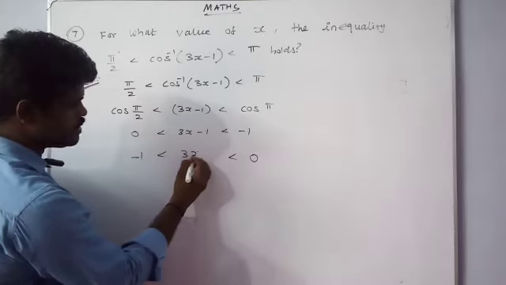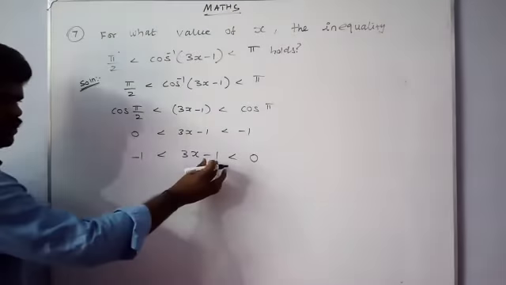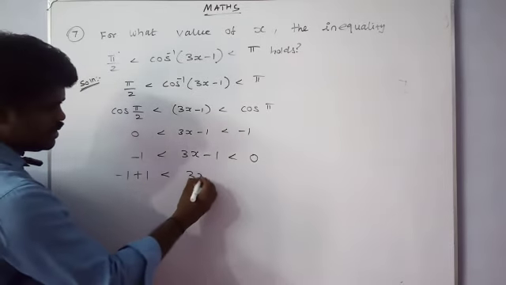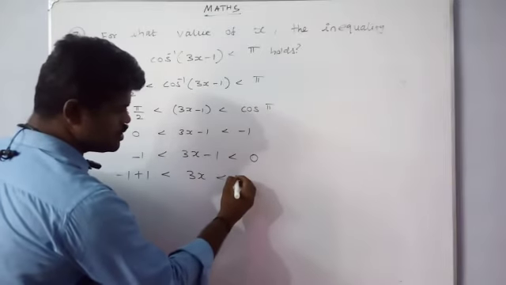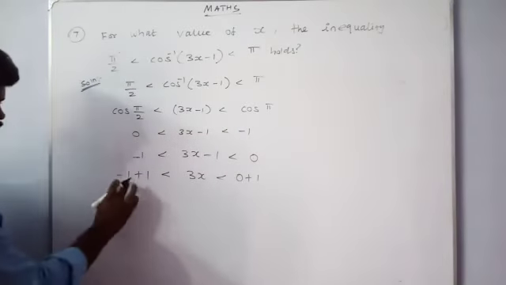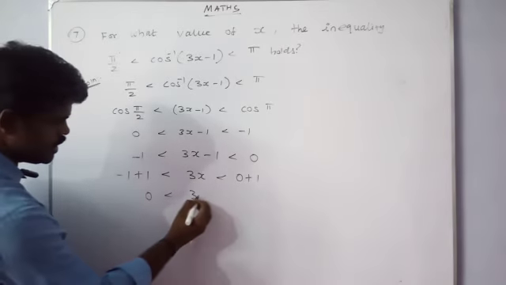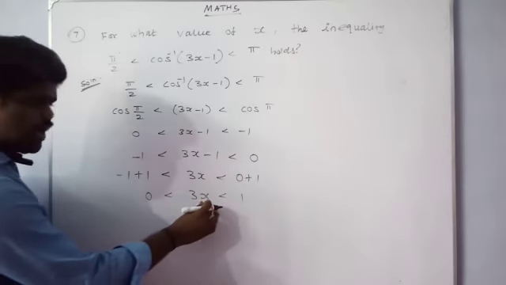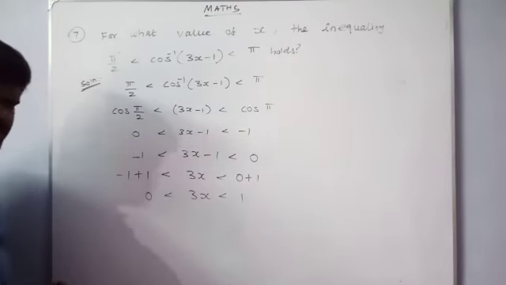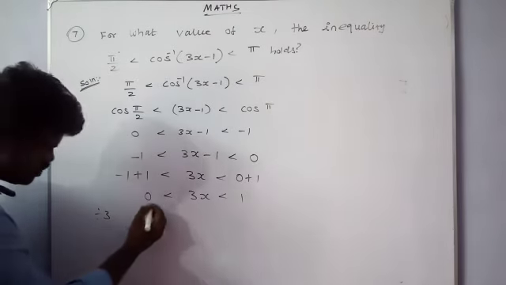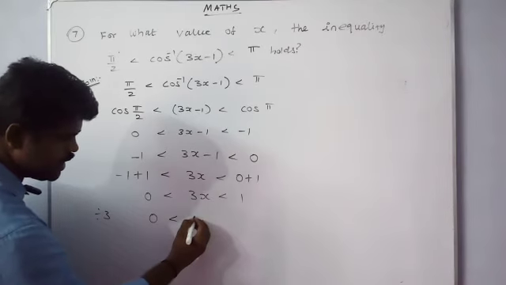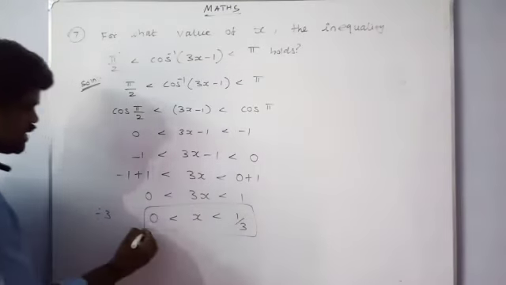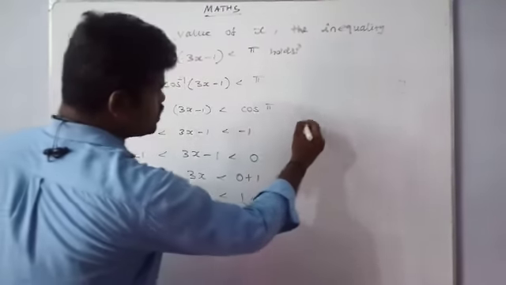The 3x minus 1 is in between, and we want to take minus 1 to this side. So minus 1 plus 1 less than 3x less than, taking minus 1 to this side, 0 plus 1. So minus 1 plus 1 is 0, less than 3x less than 1. We want to find the x value only, so divide by 3 on all sides. So 0 by 3 is 0, less than 3x by 3 is x, less than 1 by 3. So the x value lies between 0 and 1 by 3.